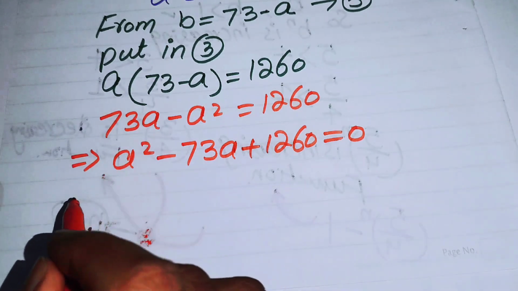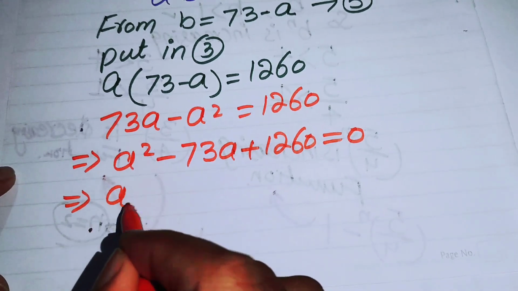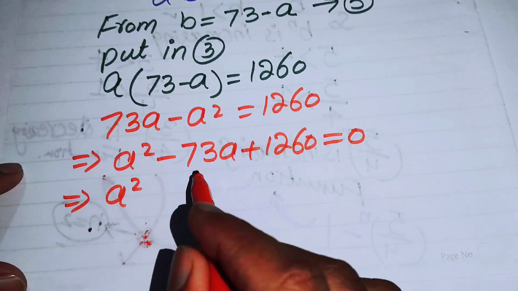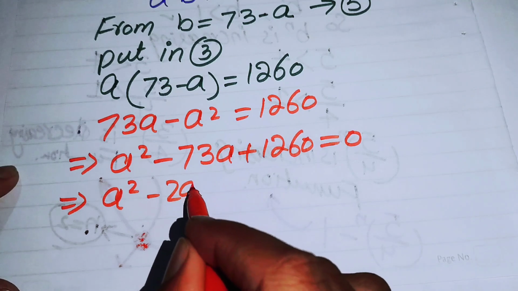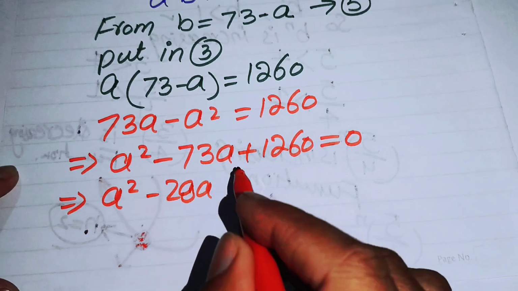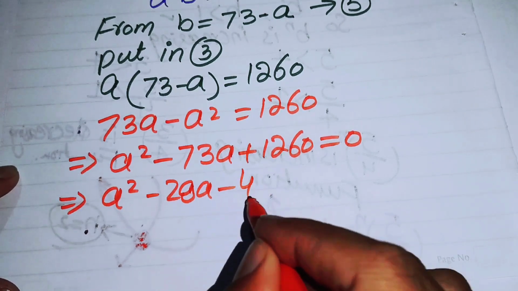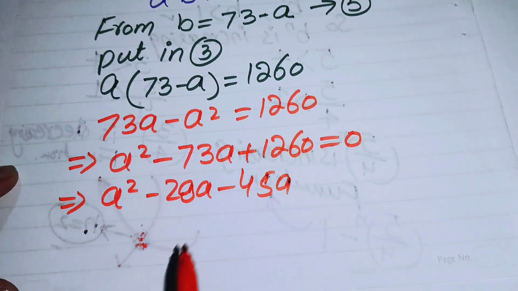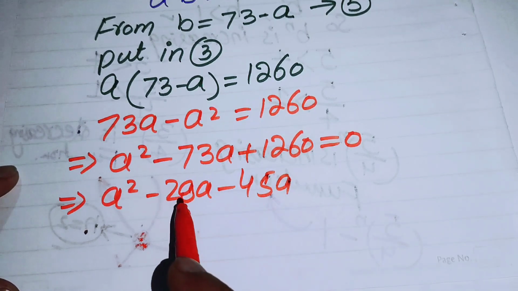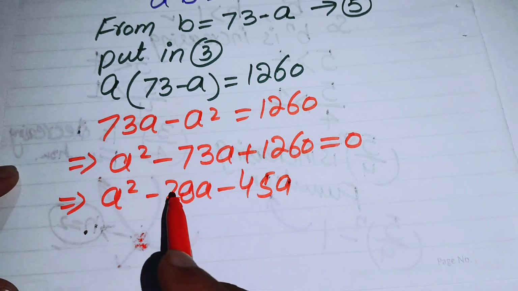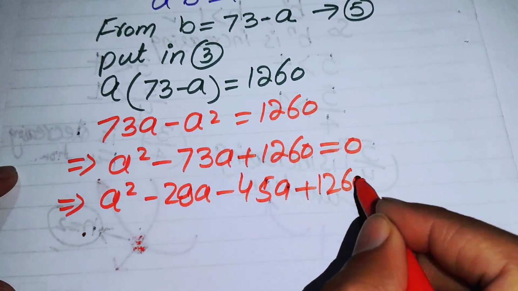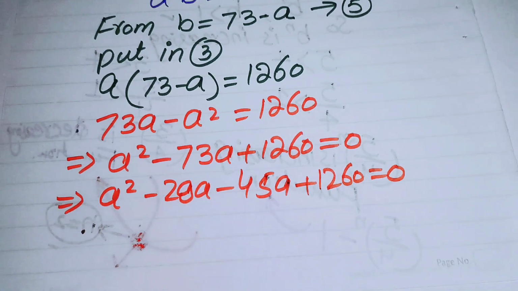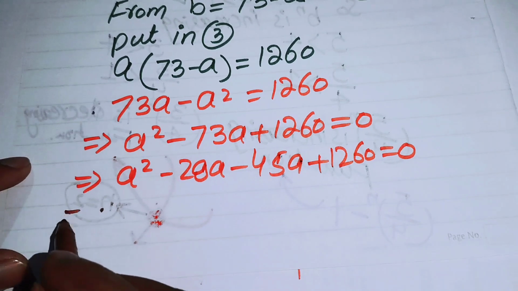Now we will make the factors of this equation. We write this 73 as minus 28 times A and minus 45 times A, because when you add 45 and 28 you get 73, and when you multiply these two you get 1260, and this whole equals 0.